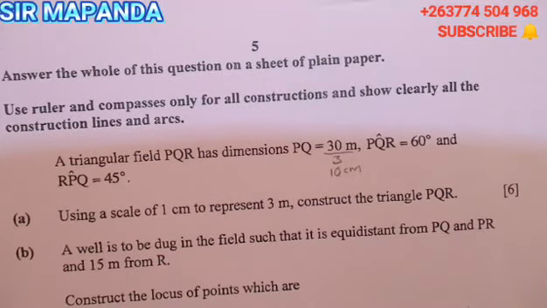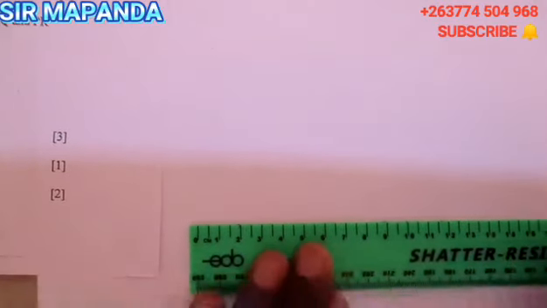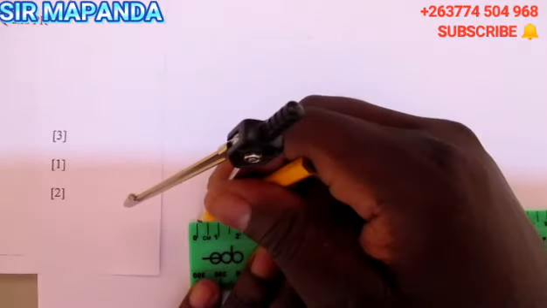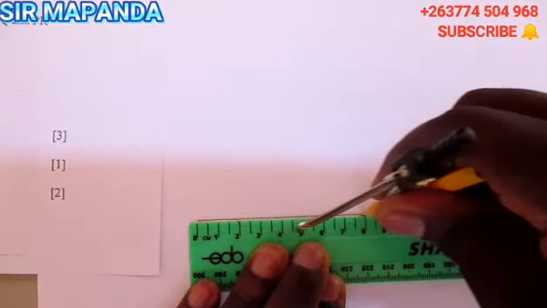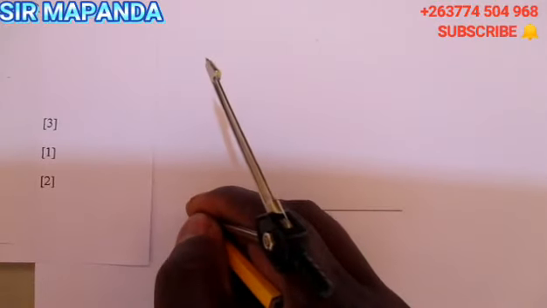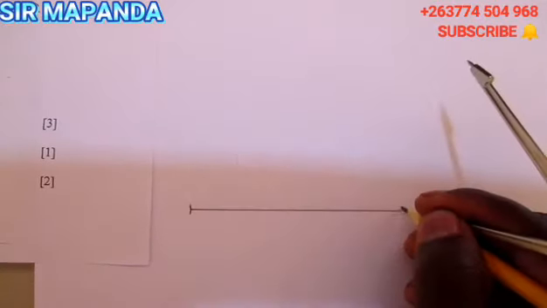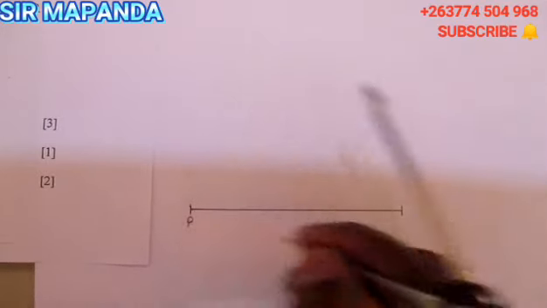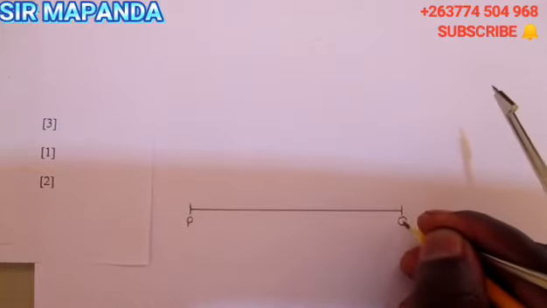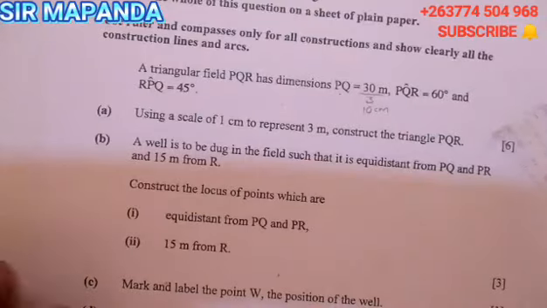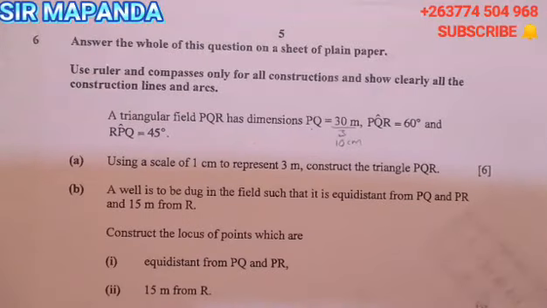So let us start by drawing the baseline, which is PQ. Drawing the 10 centimeter line, you start from 0, right? So this is 0, right? Up to 10, then you indicate this is your starting point and this is your end point. Label this point P and label this point Q. I hope you are listening. Right, we move on to angles.